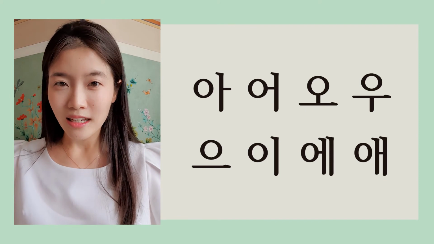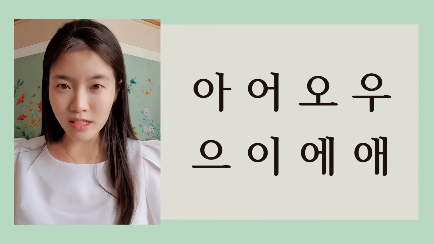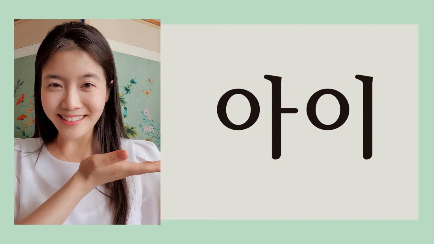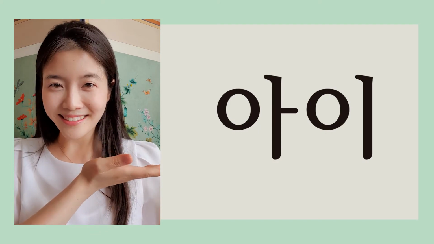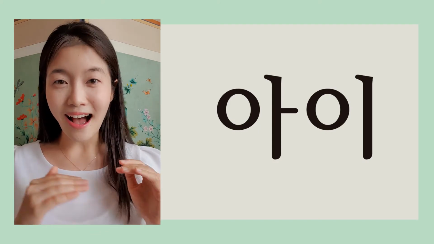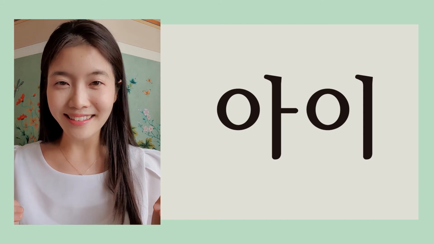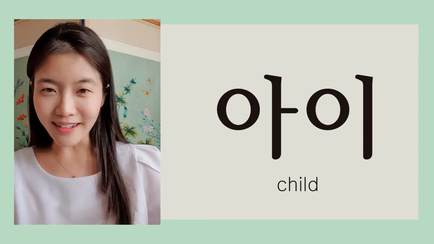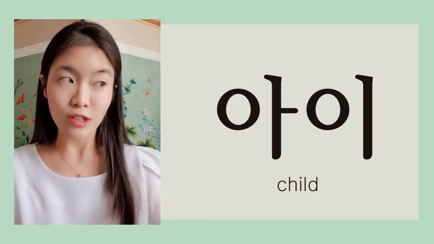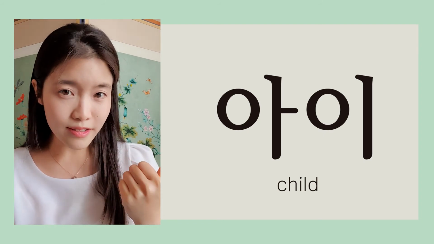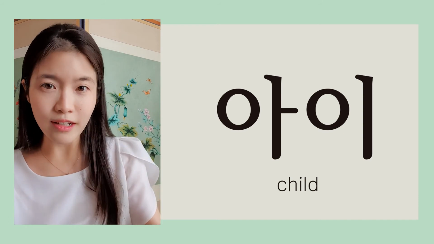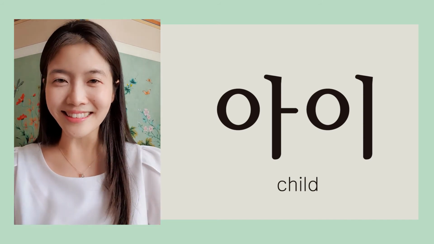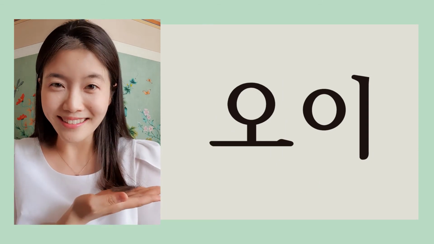Okay, now it's going to be a slightly upgraded version. How can you read this one? This one is i. Can you repeat after me? I is child in the Korean language. So you can say to your Korean friend, hey, there is a child. Then you can say, hey, there is i. Okay, good. And then, how about this one?